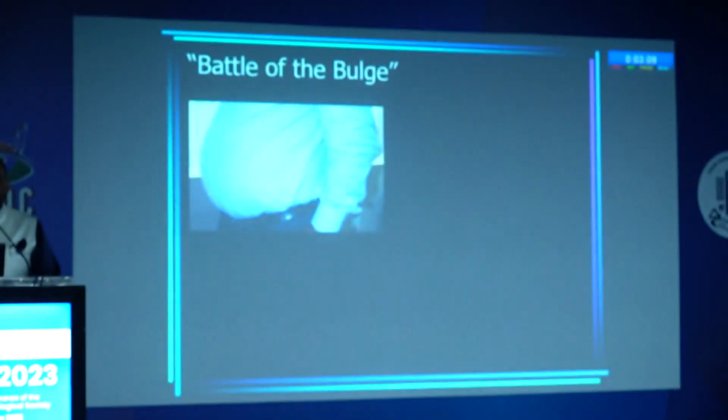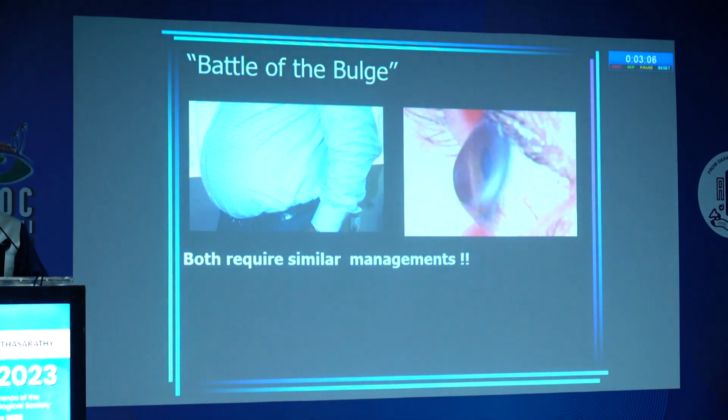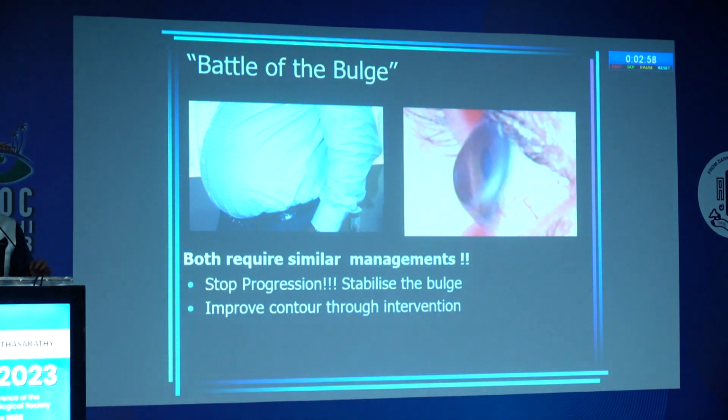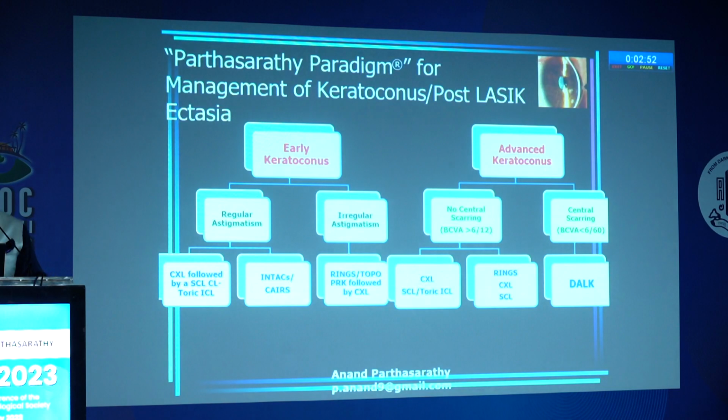Now, when you're looking at keratoconus treatment, the picture on the left and right both have similar management. Just for the record, that is not me. You need to stop the progression, you need to stabilize the bulge, you need to improve the contour through intervention, and you need to have measurable results. And this is my paradigm of management of how I do it.